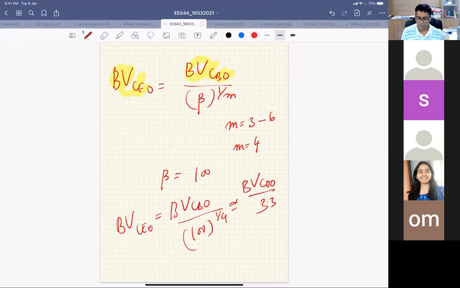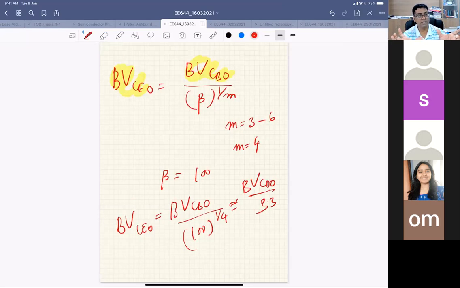Okay. So you see, if you have designed your transistor for a particular BVCBO, and BVCBO is nothing but the breakdown voltage of the collector base junction, as I told you, that it could change by changing the collector doping, right? And your BVCEO will be whatever BVCBO you have designed, divided by 3.3 volt, right?